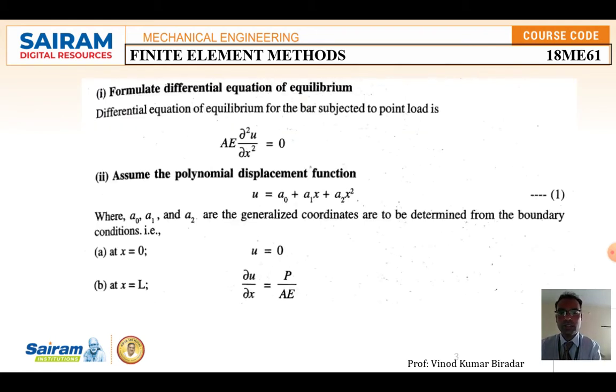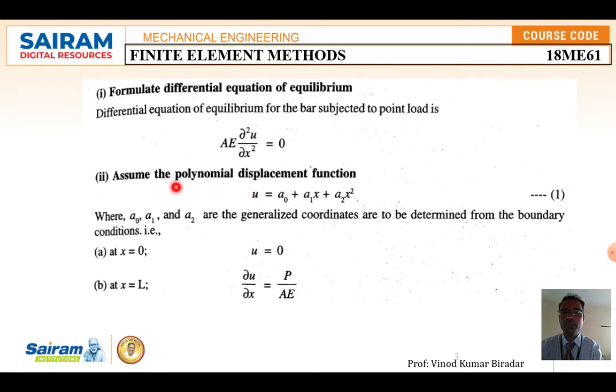Look at the first step again: we have to formulate the differential equation for the given equilibrium. The differential equation for equilibrium of a bar subject to a point load is given by AE d²u/dx² = 0. This is the formula for a bar subject to an axial load, so I have to list it in the formula list.